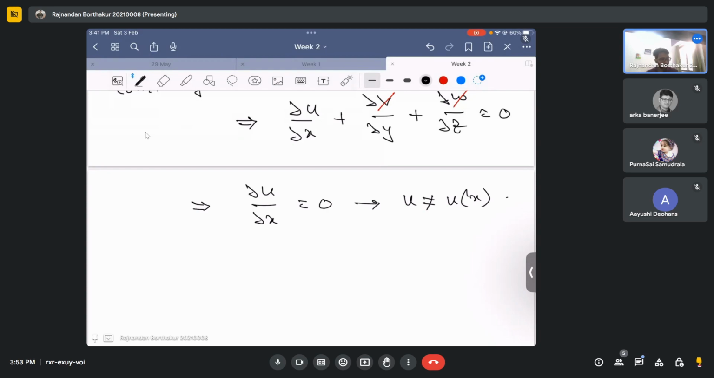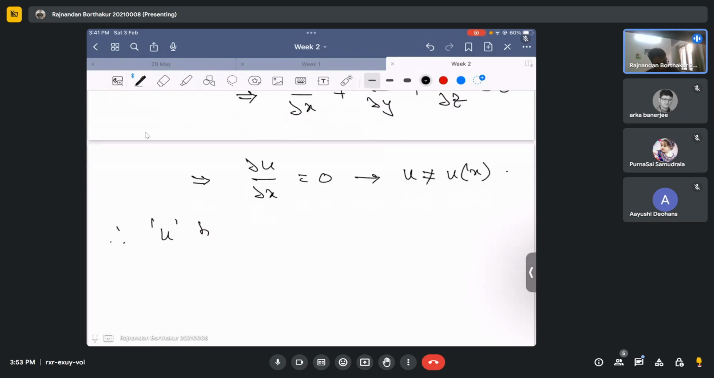That is well and good. So this means therefore u has to be a function of y only.